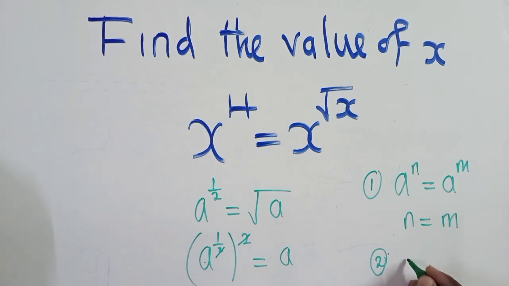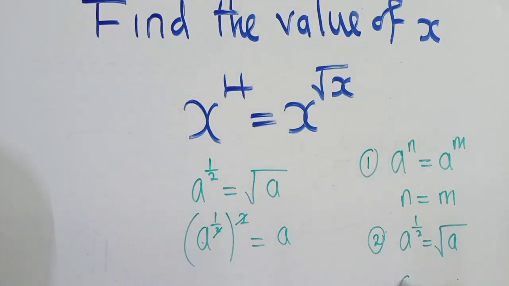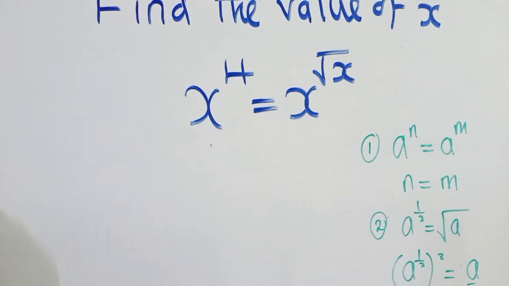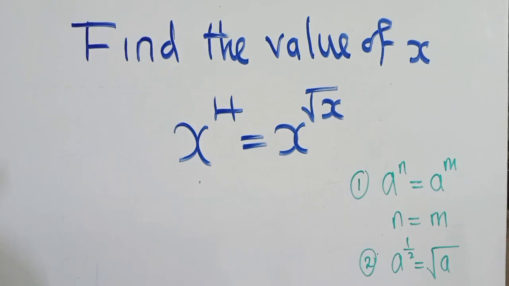So we shall say a power 1 over 2 is equal to the square root of a, okay? Of which, if we want to get rid of the power there, we just say a power 1 over 2, power 2 there is equal to a. A power 1 over 2 power 2 is equal to a. So we need these two laws of indices. Okay, so now let's try to answer the question and also apply the laws of indices where they are needed.